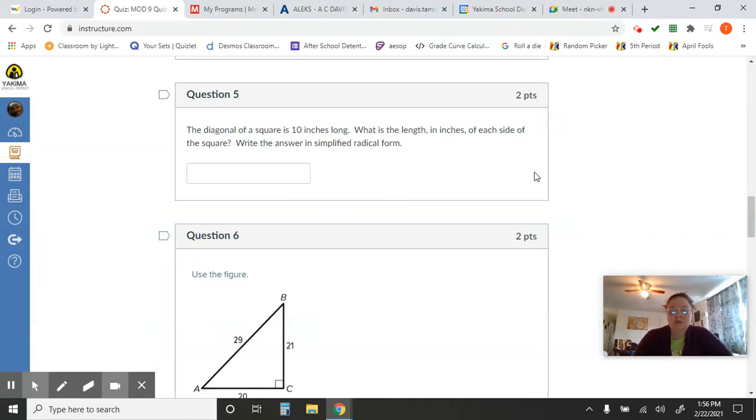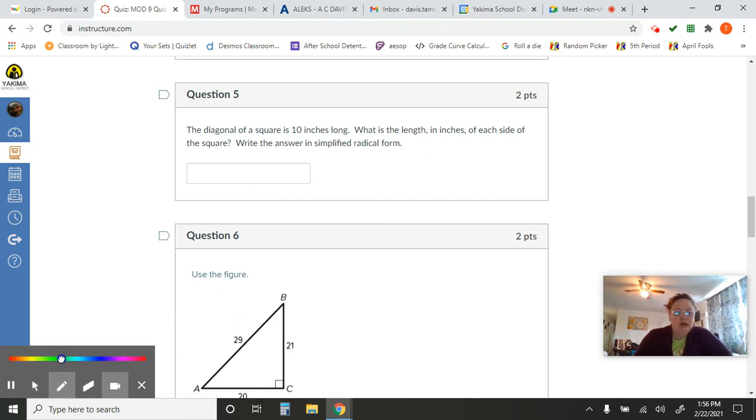This is one of the problems that's missed the most from this quiz. It says the diagonal of a square is 10 inches long. What is the length in inches of each side of the square? Write your answer in simplified radical form. A lot of the time it's missed because you guys aren't putting it in radical form. You're putting the decimal instead.